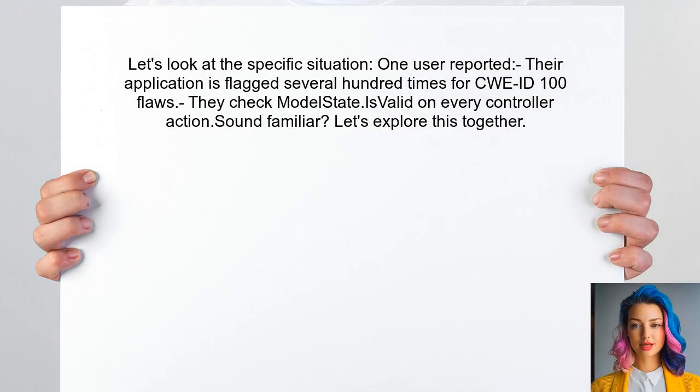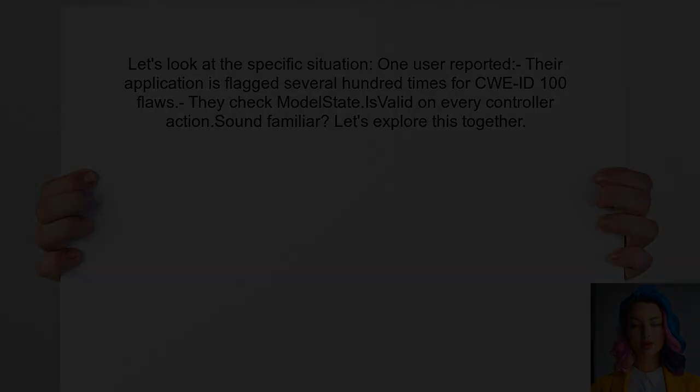Let's look at the specific situation. One user reported that their application is being flagged several hundred times for CWE-ID 100 flaws, despite checking the model state as valid property on every controller action. Sound familiar? Let's explore this together.